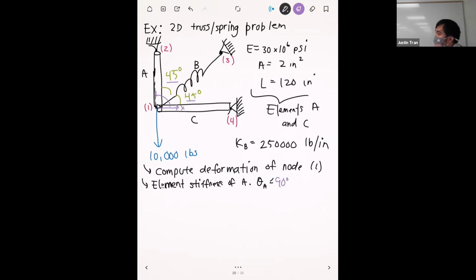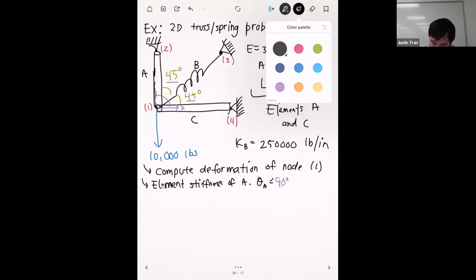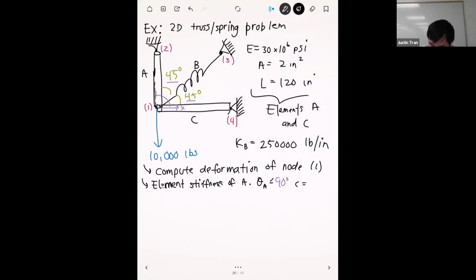Whenever you have a vertical element, the angle is going to be either 90 degrees or 270. In this case, it's 90. Probably next time we'll talk about cases where you would use 270, but for now we'll just use 90 because that's what it is here. Let's compute the cosine and sine of 90 degrees. Cosine of 90 is 0, and sine of 90 is 1. Let's go ahead and form the element stiffness matrix.